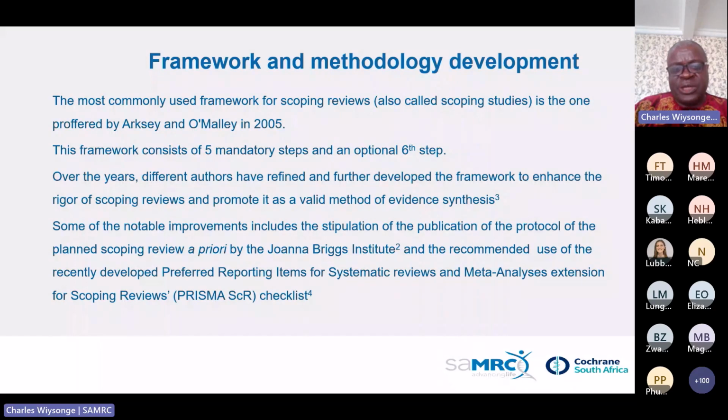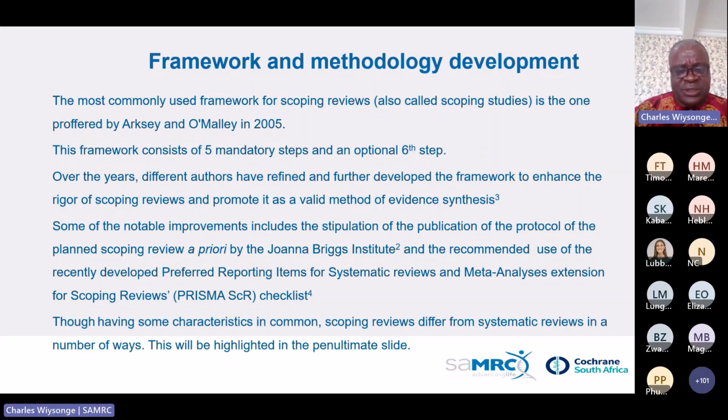Some of the notable improvements include the stipulation of the publication of a protocol of the planned scoping review a priori, which has been preferred by the Joanna Briggs Institute, and the recommended use of the recently developed Preferred Reporting Items for Systematic Reviews and Meta-Analyses extension for scoping reviews, which was led by Canadian colleagues with Tricco as the first author, and there's a reference to this at the end. Though having some characteristics in common, scoping reviews differ from systematic reviews in a number of ways, and we will highlight this in one of the slides here.